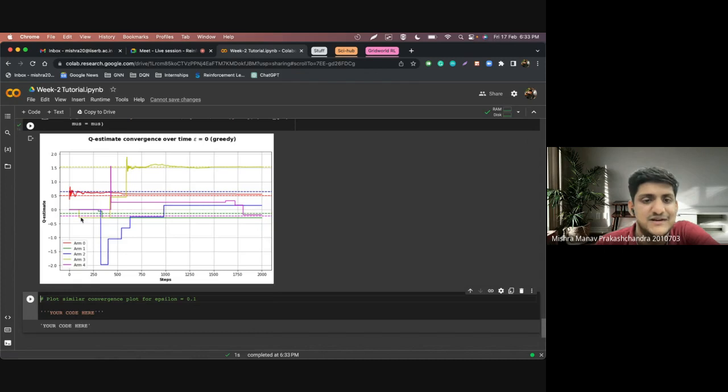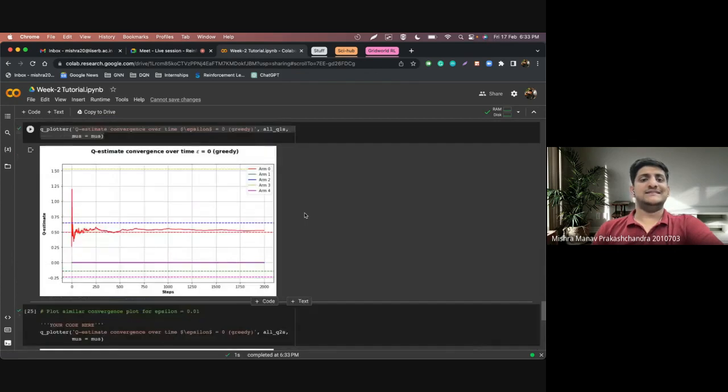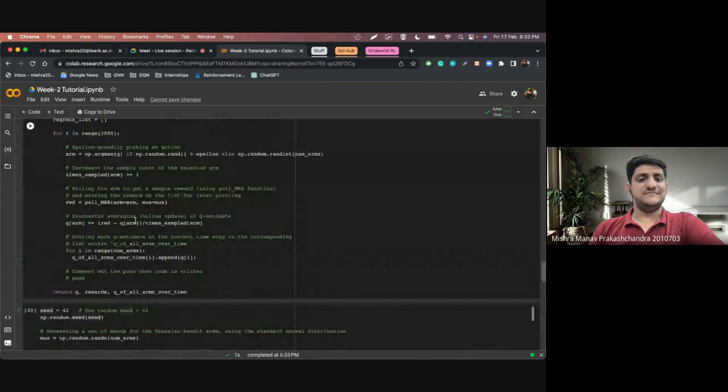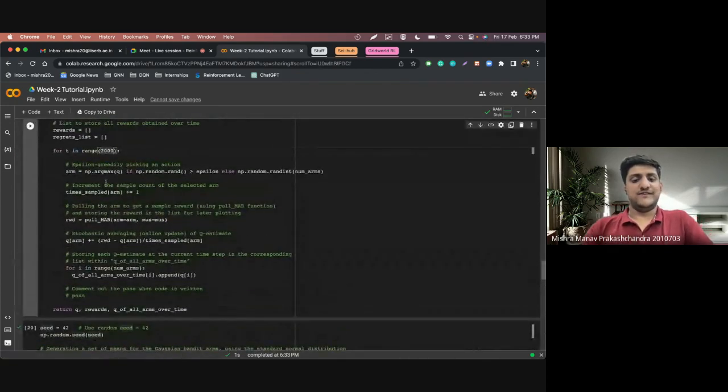So this is how the yellow arm, which is arm 3, this is the actual true value. So it started off from here and eventually it converges on this line. Same with the red curve, it's converging. The blue curve has some minor offset. The green and the pink also are converging. So since this is done for only 2000 time steps, maybe if I increase it further, let's say we do it for 6000 time steps.